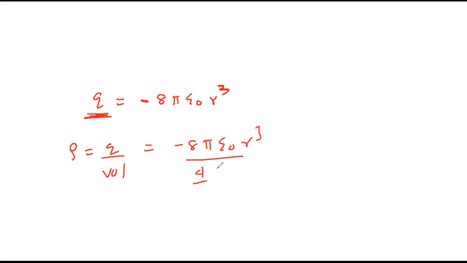Volume is 4 by 3 pi R cube. So pi R cube cancels, and 4 into 2. So it is minus A also there in between, right? Yes sir. So this is nothing but minus 6 epsilon naught A. Check the options, is it there? Yes sir, it's our required answer.